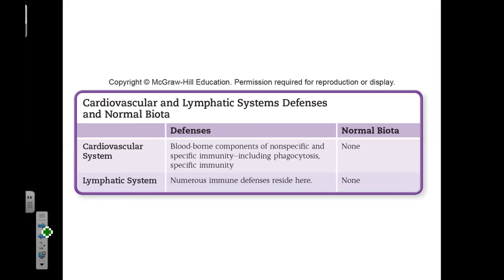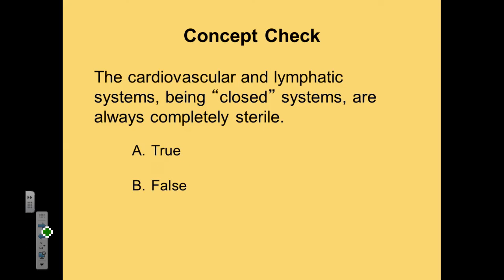So if we look at our cardiovascular and lymphatic systems, we have lots of white blood cells within our cardiovascular system. We're also going to have some protein cascades in our cardiovascular system. And then within our lymphatic system, we have a very high concentration of white blood cells. And there is no normal biota within our cardiovascular and lymphatic system.